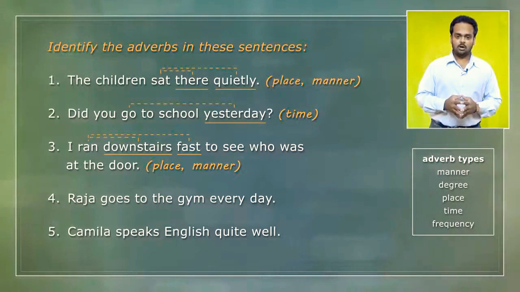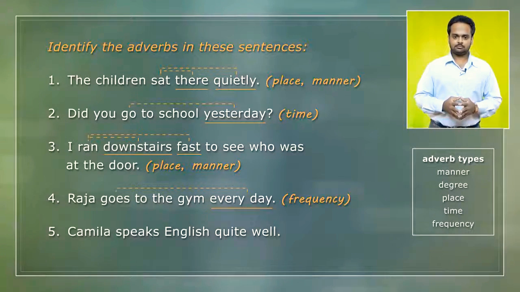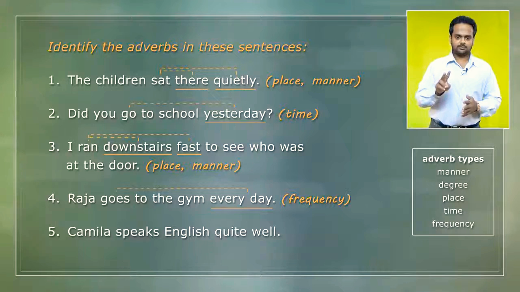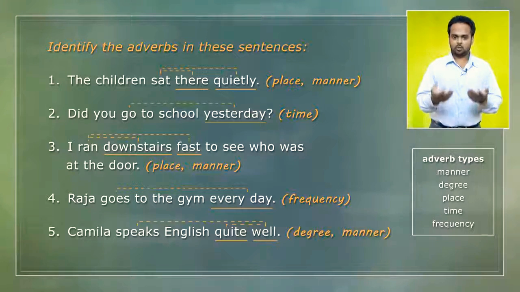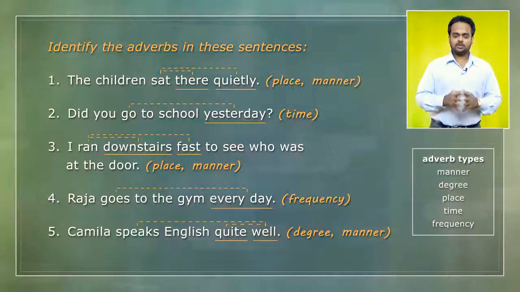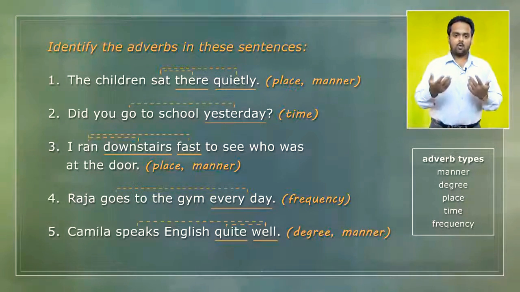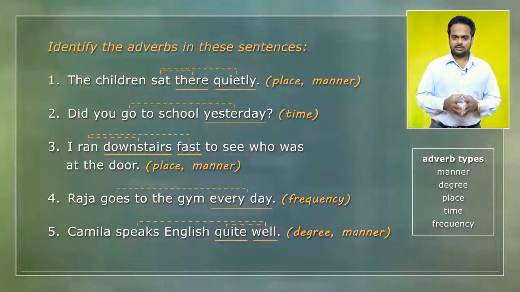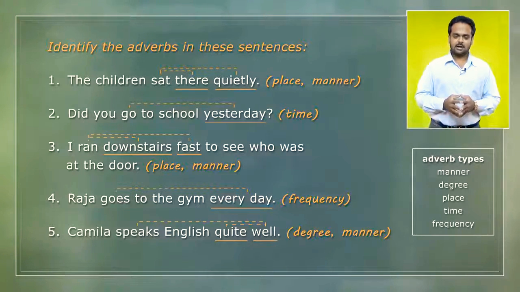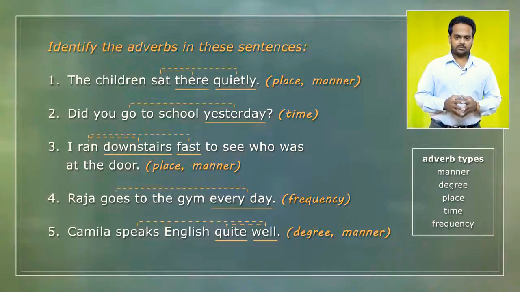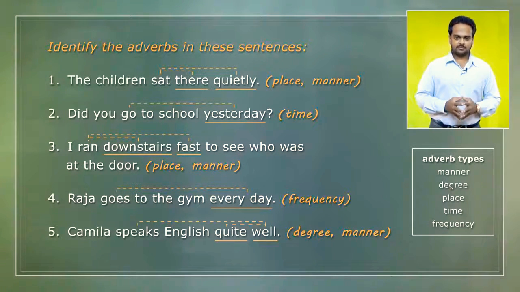In sentence number 4, the adverb is every day, and it's an adverb of frequency. And in number 5, again 2 adverbs. Well, which is an adverb of manner. It tells us that Camilla speaks English well. And the word quite, which is an adverb of degree. It gives information about well. That is, how well? Quite well. It's like saying very well. So did you get all of the adverbs? All right. Now that you know how to identify adverbs, let's move on and talk about comparative and superlative forms and how to avoid mistakes when using them.